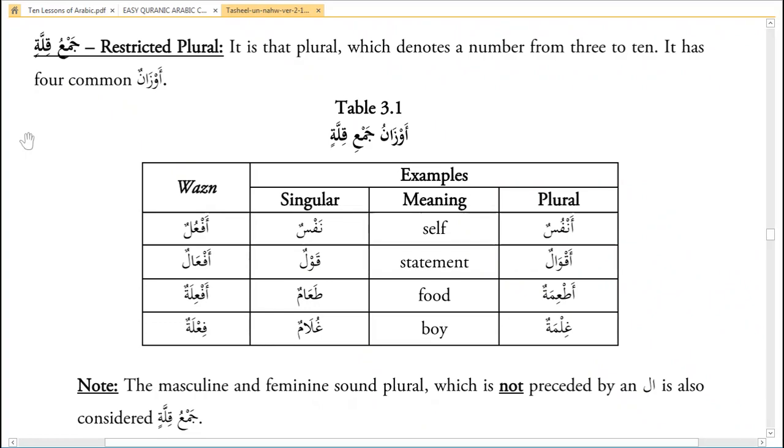Lesson 42. In the previous lesson we talked about Jam'a. In this chapter or lesson we will be learning two: Jam'u Qilla and Jam'u Qasra.